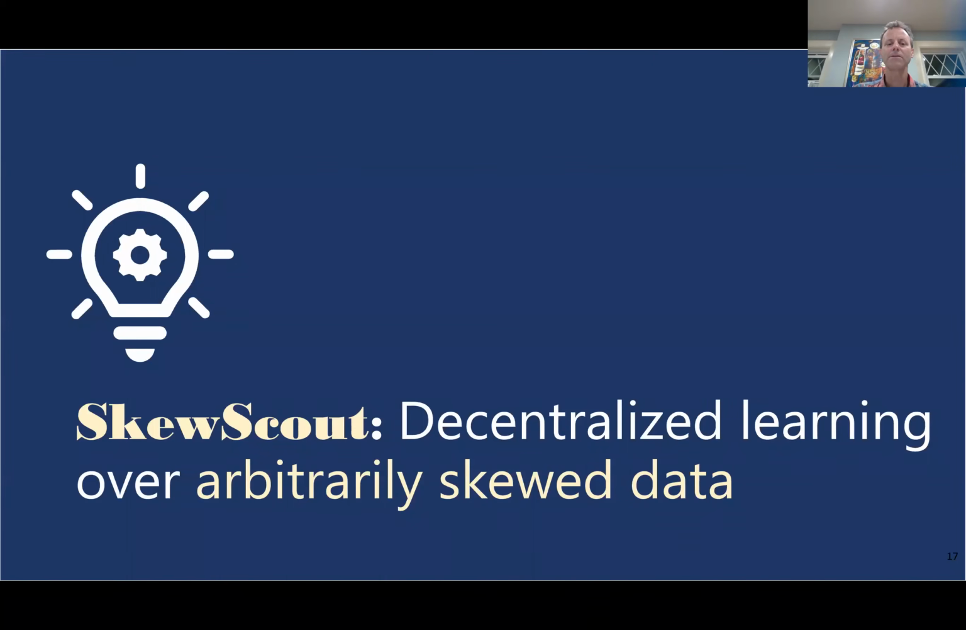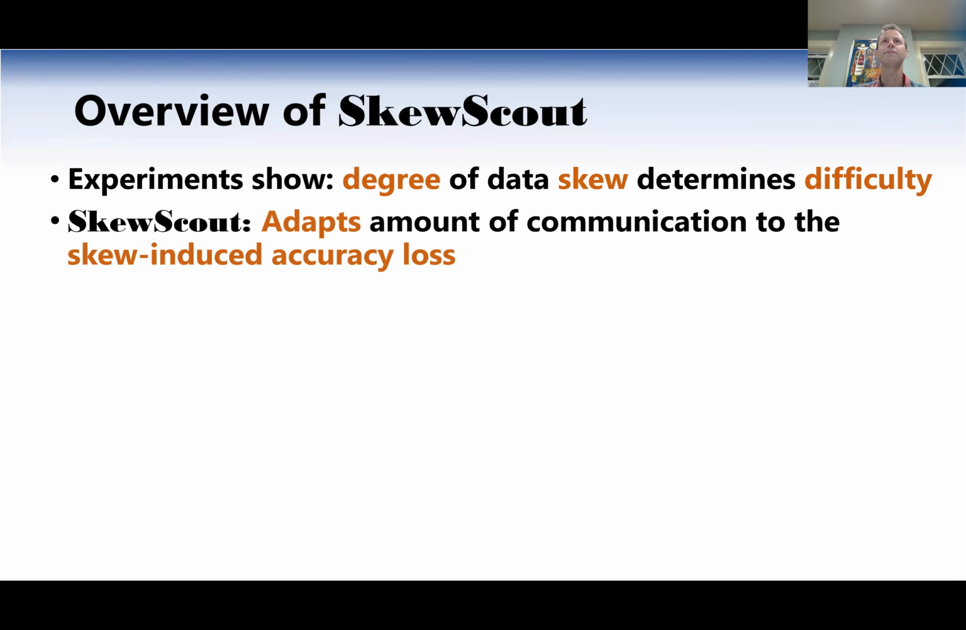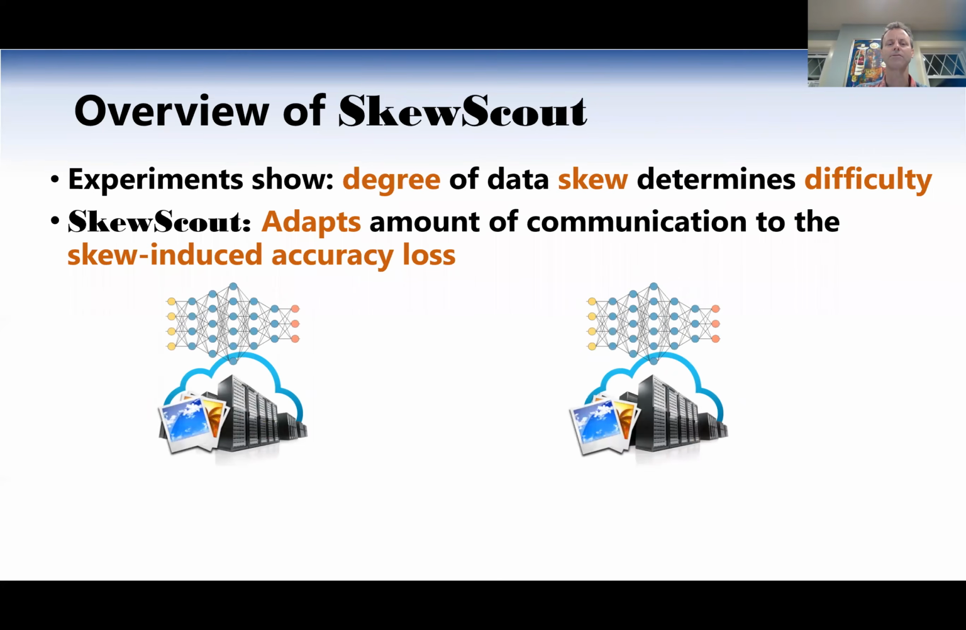Okay, so now let's look at SkewScout. SkewScout is our system-level approach that tries to tackle these issues with the amount of skew in data and handling that. We have experiments in the paper that show that the degree of data skew determines the difficulty. We saw a little bit of this in that the real world data isn't quite as skewed as our synthetic data, and therefore the decline in accuracy, while significant, is not as dramatic as it is in the more significantly skewed data. So what SkewScout does is it adapts the amount of communication to the skew-induced accuracy loss that's being observed as the training goes on.